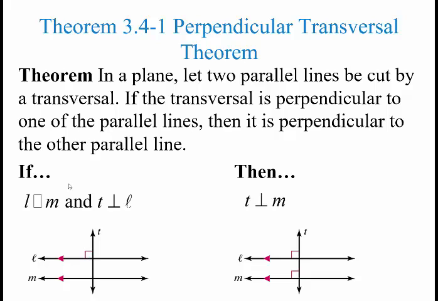Forgive this typo that's not coming up in the slides, but whenever you see this, know that if L is parallel to M, that's what it's missing, the double lines there, and T is perpendicular to L, then it must be the case that T is also perpendicular to M. If L and M are parallel, and we have this transversal that cuts them, so it's perpendicular with L, it's also got to be perpendicular with M.